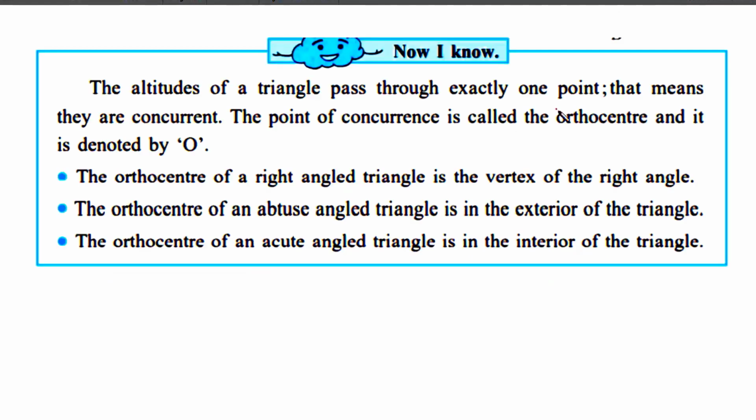From above discussion, we know that the altitudes of a triangle pass through exactly one point. That means they are concurrent. The point of concurrence is called orthocenter and it is denoted by letter O. The orthocenter of a right angle triangle is the vertex of right angle. The orthocenter of an obtuse angle triangle is in exterior of triangle. The orthocenter of an acute angle triangle is in interior of the triangle.